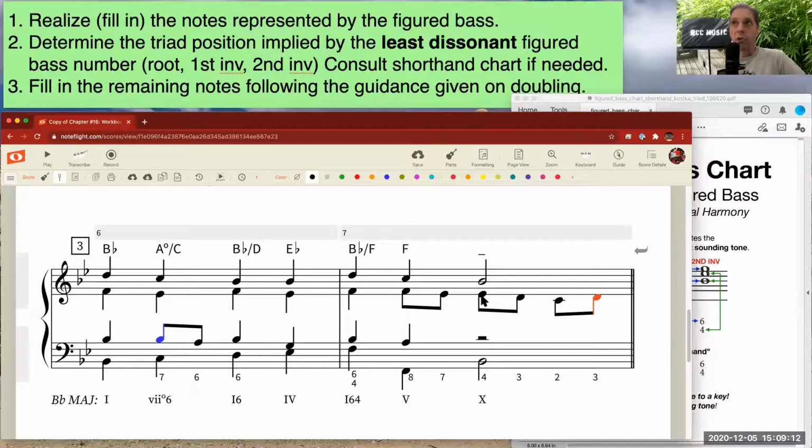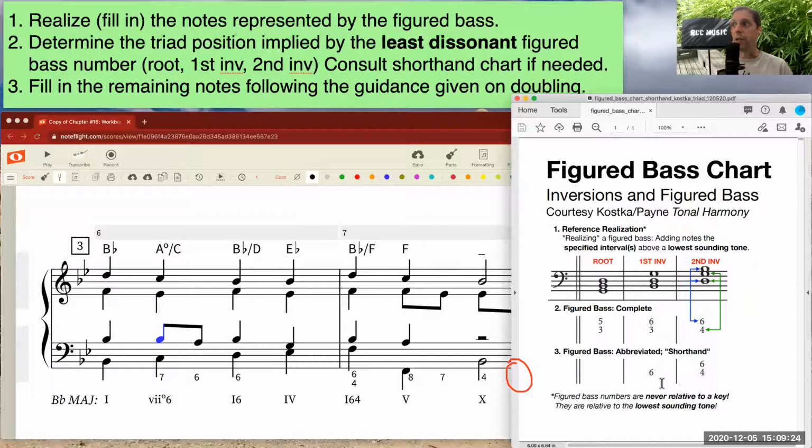Then I go to step 2, determine the triad position implied by the least dissonant figured bass number. The least dissonant number in this case is the 3. 4 and 2 are more dissonant. If I look at my figured bass chart, I notice that the figured bass that has a 3 in it is root position. That is invisible in this case. I don't see a 6 anywhere, so there's no implication of inversion.